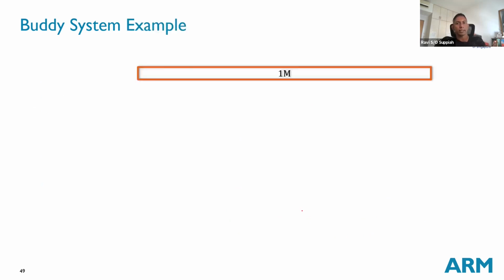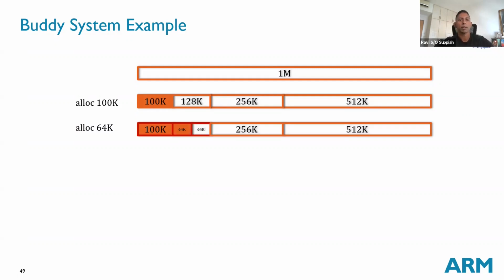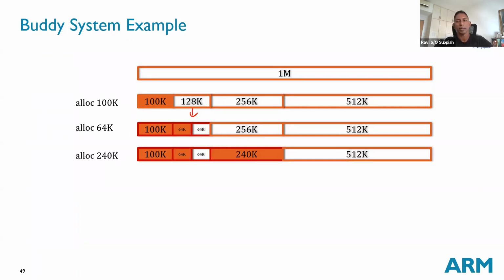Let's look at an example. I have 1 megabyte, the same as before, and I want to allocate 100K. So I split it up: first 512 and 512, then I split again, and finally I allocate 100K. Now I want another 64K. Where can I get it? I can split the 128K into two 64K blocks and allocate one. And if I want another 240K, I can allocate it from the other list, which is the other end of the 256K.